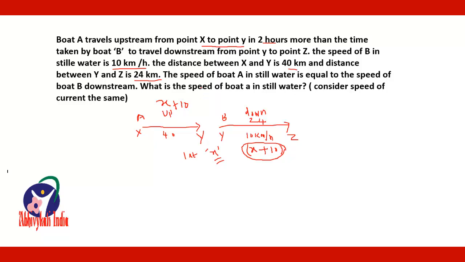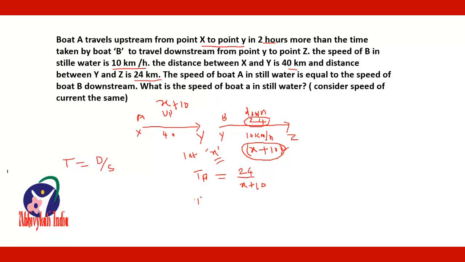Therefore, the time taken by boat B will be equal to 24 by x plus 10, because distance is equal to speed into time. Therefore, time is equal to distance upon speed, and distance is 24 km and the speed is x plus 10 km per hour, and therefore the time taken by boat B is equal to 24 by x plus 10.